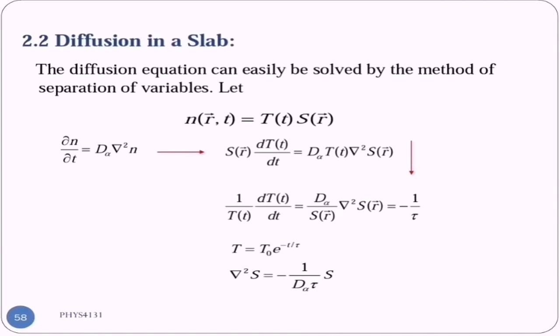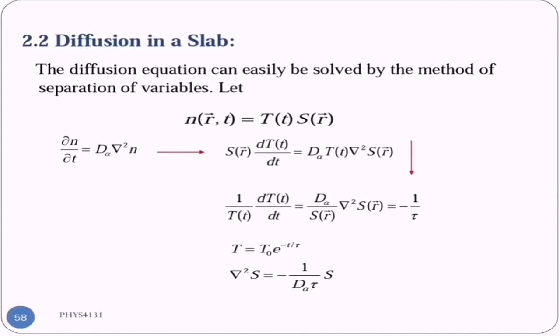Since we have two variables, we get (1/S(r)) dS/dt, which can be written as D_alpha (1/T(t)) del square S(r). Similarly, (1/T(t)) dT/dt is equal to D_alpha over S(r) del square S(r).